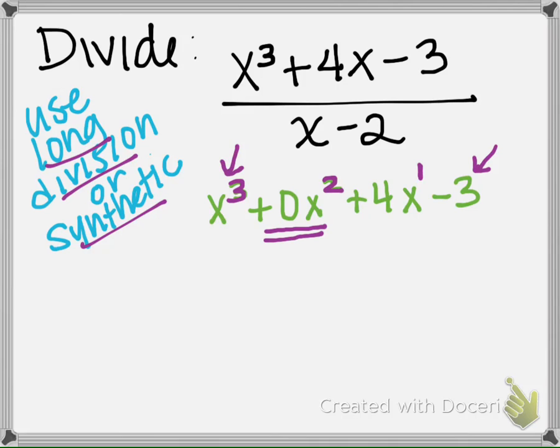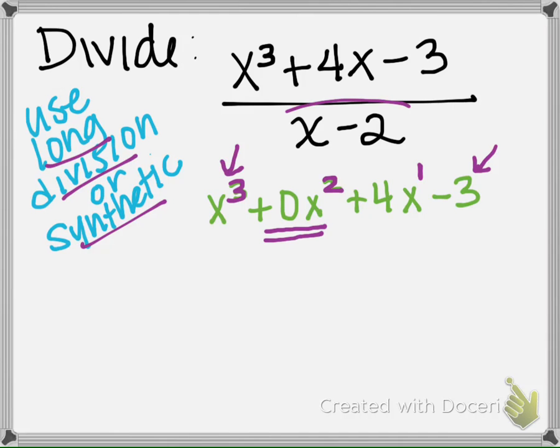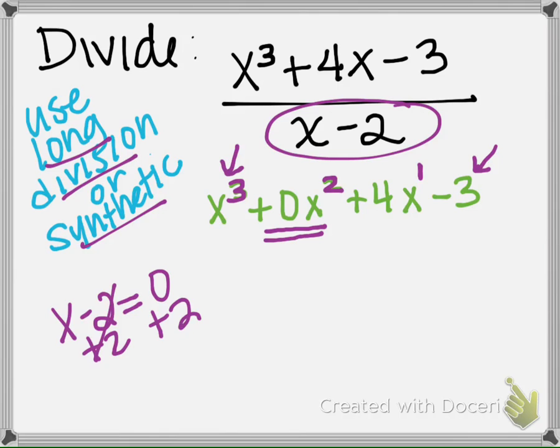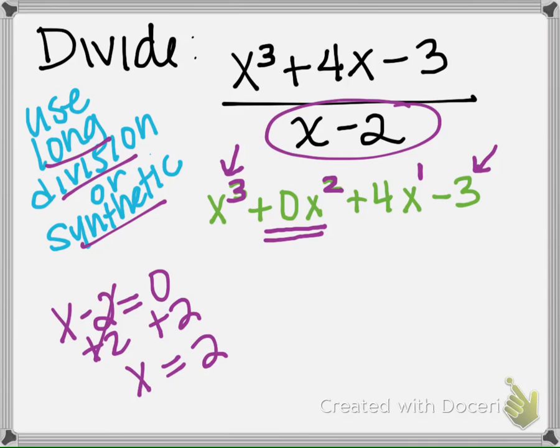So let's start with synthetic division. For synthetic division, we always take our denominator here, the x minus 2, and we set it equal to 0 and solve. So we get x equals 2. So the 2 is going to go here. Then we take all the coefficients of the numerator: a 1, a 0, a 4, and a -3.